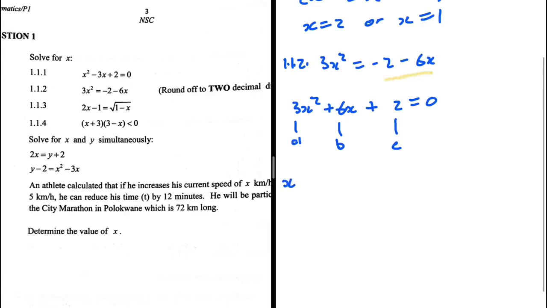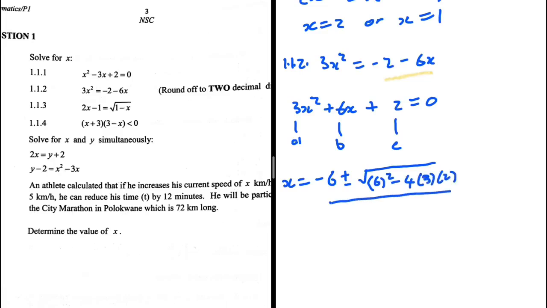So we're going to have x equals minus b, so that is minus 6, plus or minus the square root of b squared minus 4ac. So b squared, we have 6 squared minus 4ac. a is 3, c is 2. There we go. And then we divide everything by 2a. a is 3, so we are dividing by 2 multiplied by 3. So let me just go ahead and put that in my calculator.